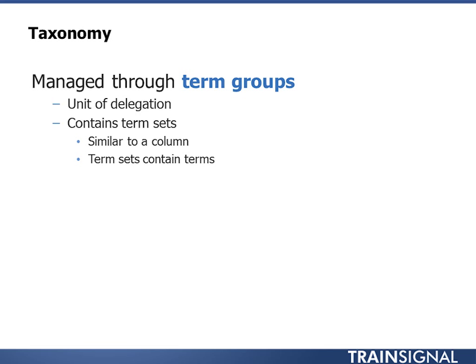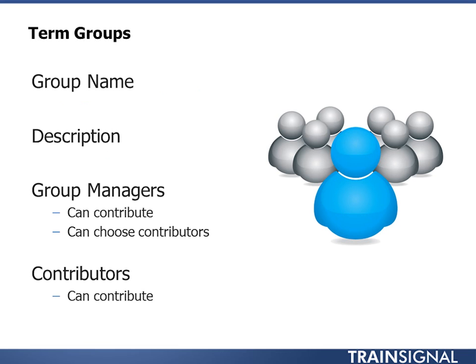Now, our term groups are going to contain term sets. And a term set is going to be a group of terms. A term set is very similar to a column. In fact, typically that's the way that you'll name it, based on the column that you're eventually going to associate it with. So, for example, maybe job title. And then inside of there, I'll have my hierarchy of all of my individual terms. Now, at each one of those levels, I can assign different properties. So, for example, when I create a term group, I'm going to be able to specify a group name and a description, managers and contributors.